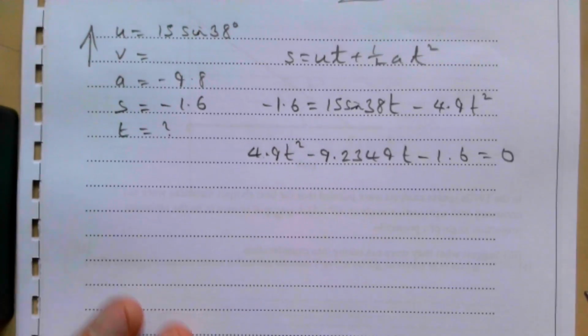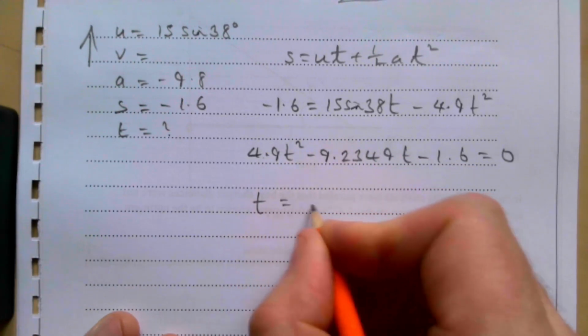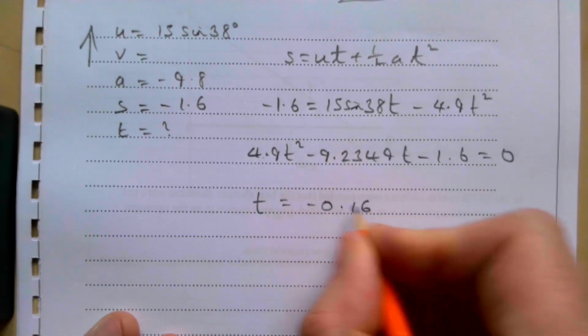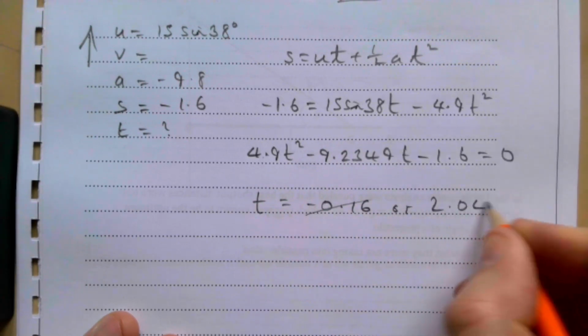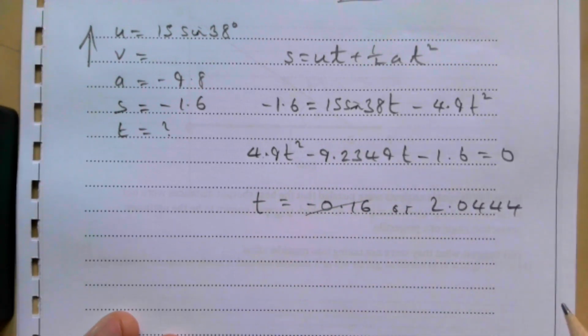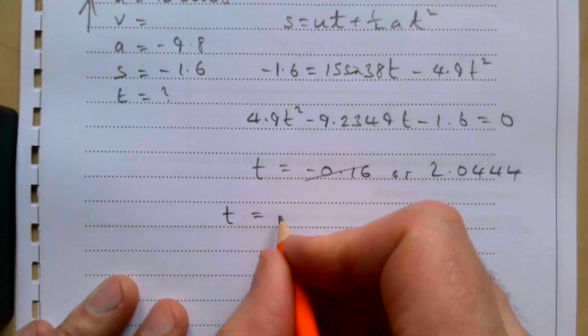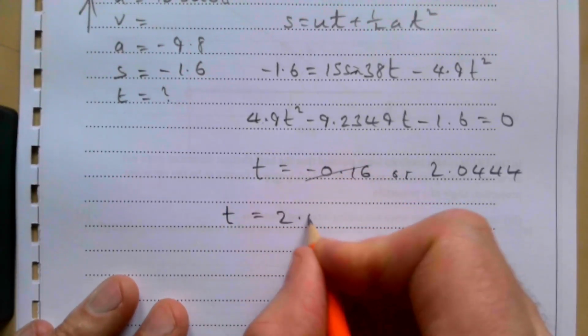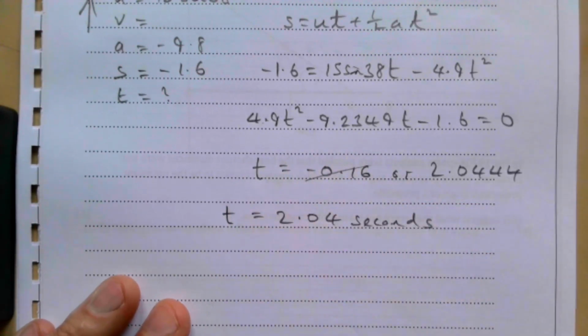These days we can just stick that into our calculator and get our two possible answers. So T is either minus 0.16, which doesn't make any sense, or 2.0444. So to three significant figures, the time is going to be 2.04 seconds.